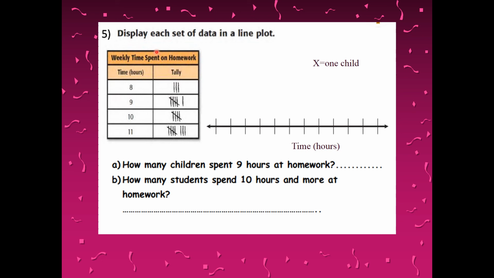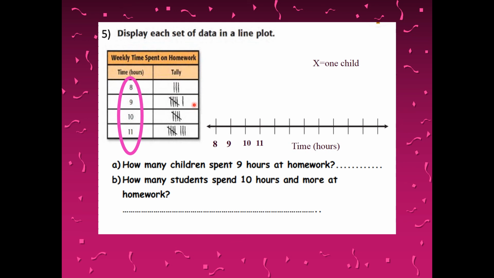Here we're gonna display each set of data in a line plot. First of all, we can find here the key: each x represents one child, and the title here is time in hours. So we go to the table and see the hours: 8, 9, 10, 11. The smallest here is 8 and the greatest here is 11, so we're gonna put the smallest number 8 here, then after 8, 9, the numbers in order, 10, and the greatest here is 11.